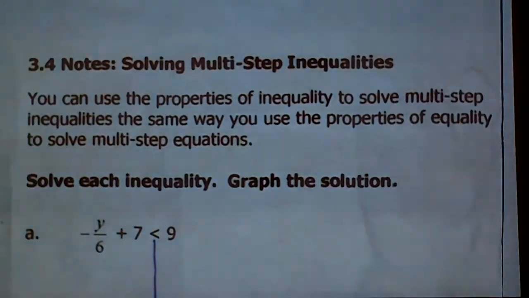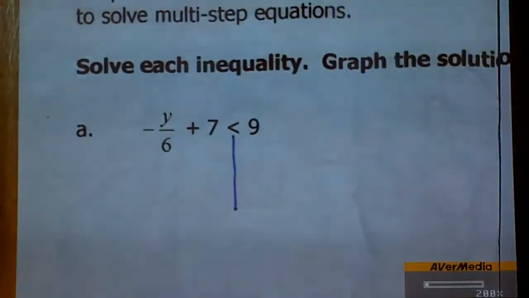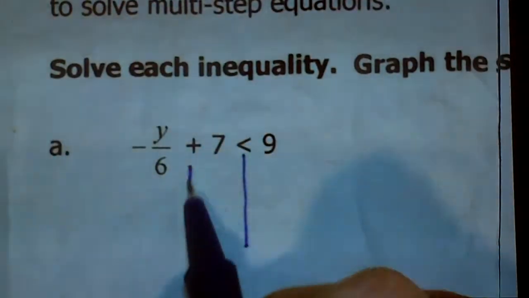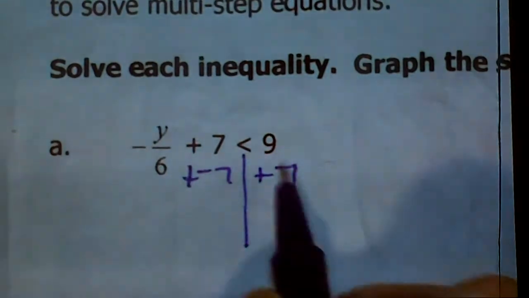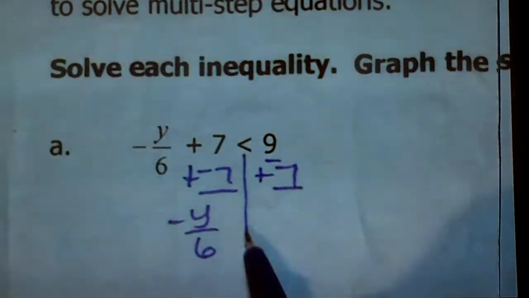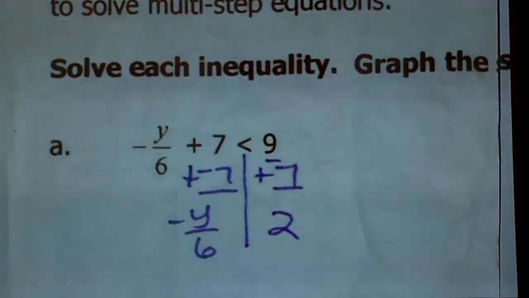All right, so here's the first one. I'm going to draw my line. This is just like a regular two-step to me when I look at it. And the first thing I want to do is get rid of this 7 that's being added. So I'm going to add a negative 7 or subtract 7, whatever floats your boat. And I end up with negative y over 6. And then 9 plus negative 7 is 2.